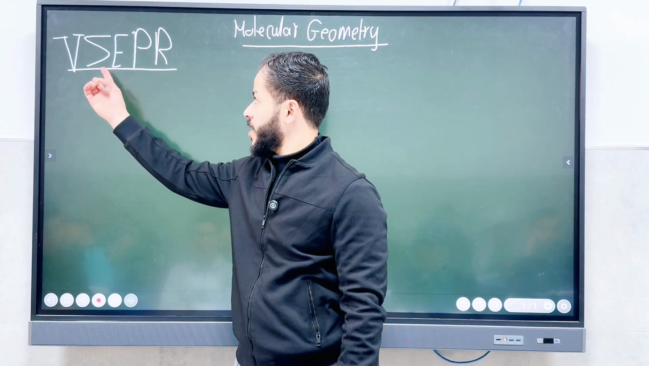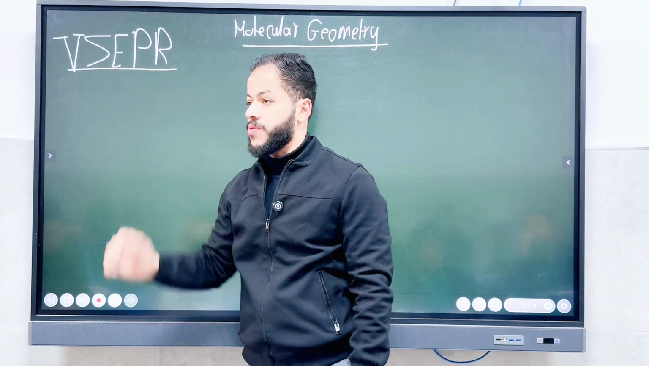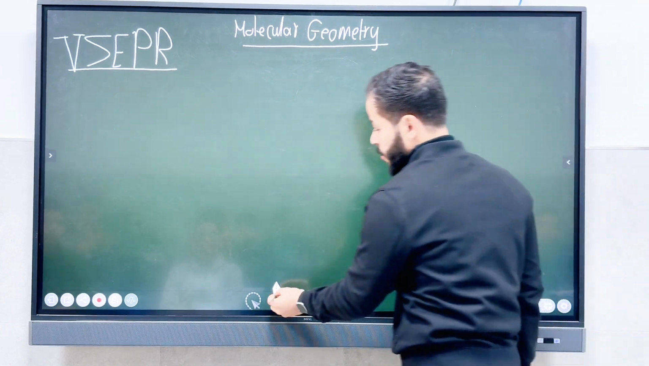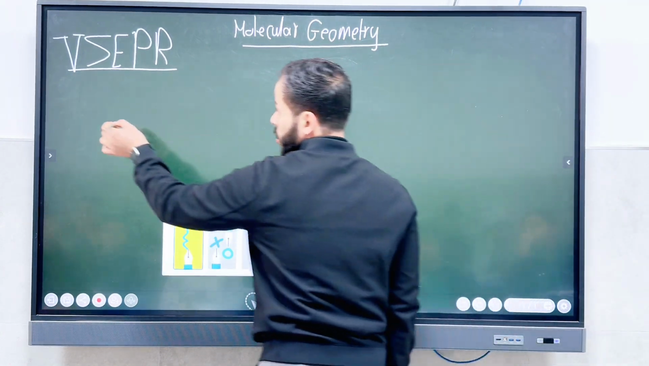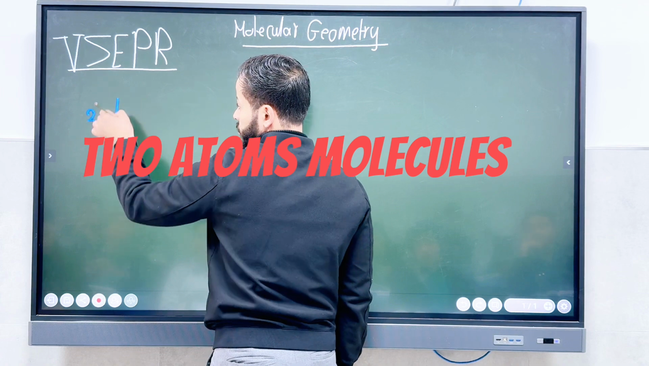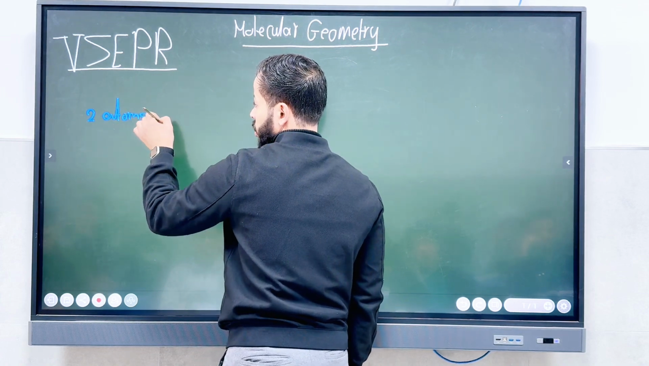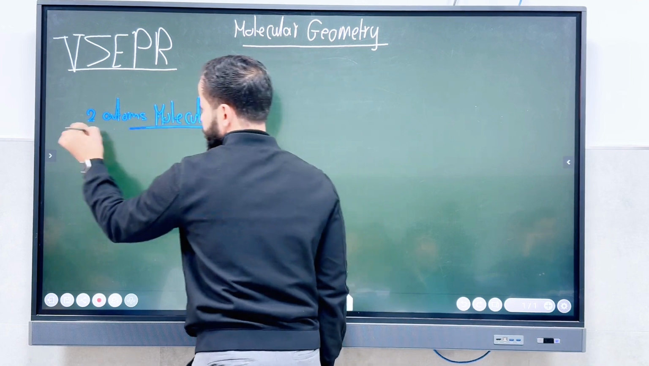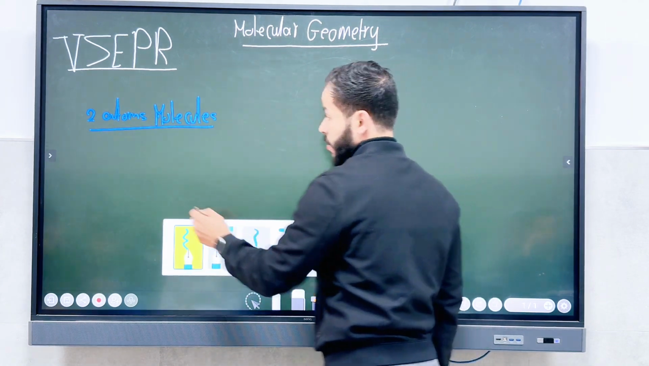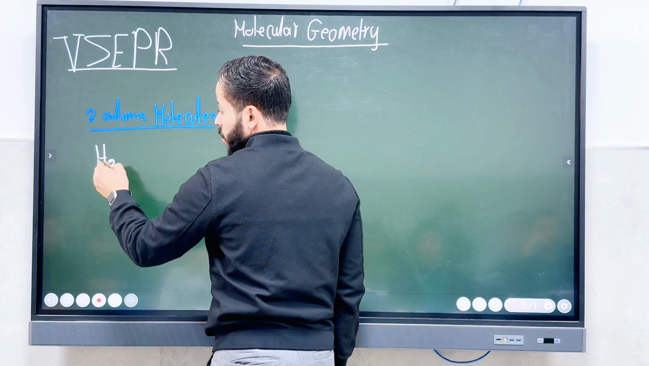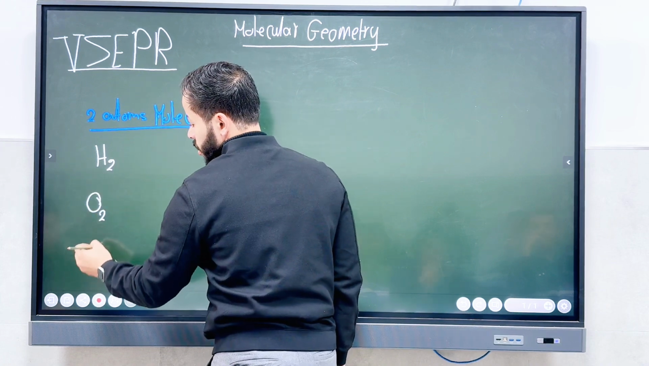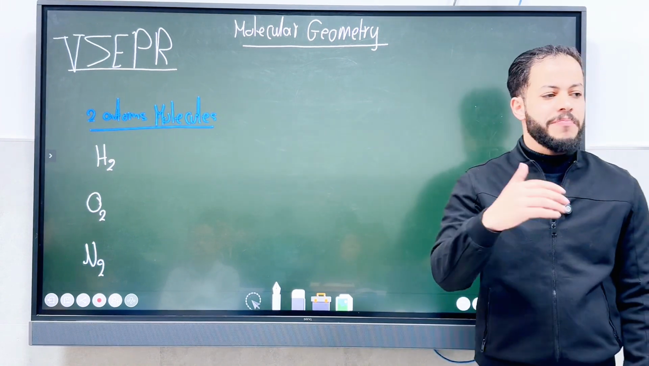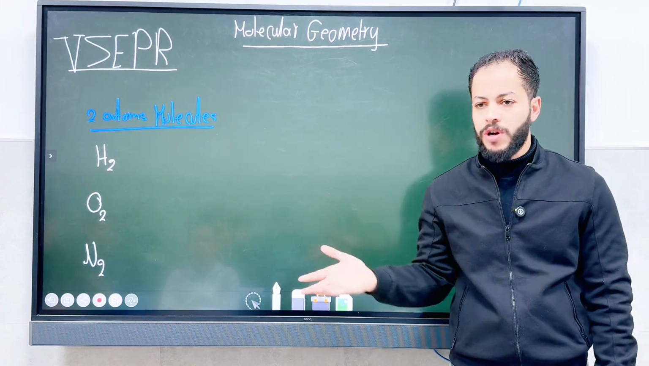Valence shell electron pair repulsion. Electron pair. So first we said that if it's a simple molecule like 2 atoms molecule, like what, guys? Hydrogen H2, or oxygen O2, or nitrogen N2. Why did I choose this example? Because it doesn't matter if it's a single, double, or triple bond.